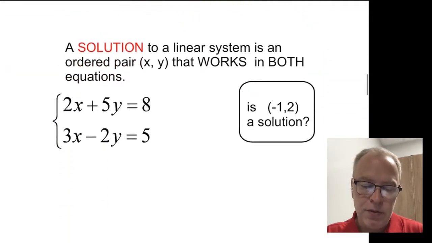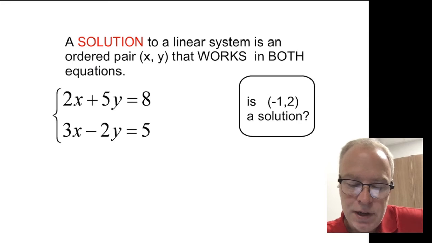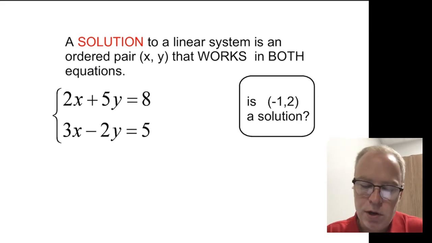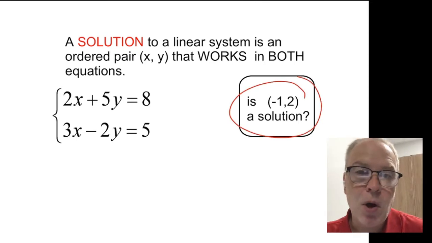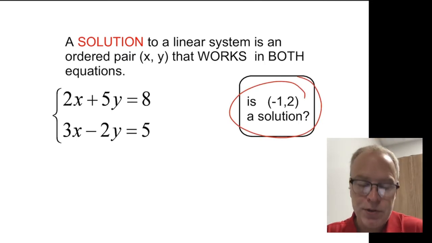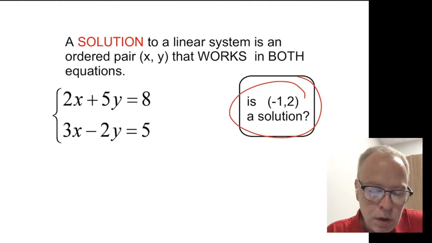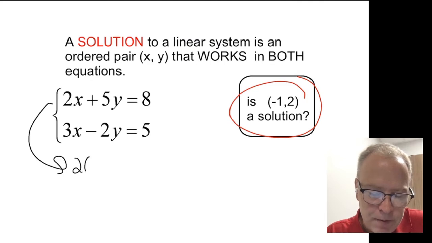I think we have another example here. A solution to a linear system is an ordered pair that works in both equations. That's what we just said. So we're going to try another one. In fact, you might want to pause the video and just give this one a try all by yourself if you're feeling like you want to be involved in this process. So here we go. I'm going to set it up for success here because that's what I do.